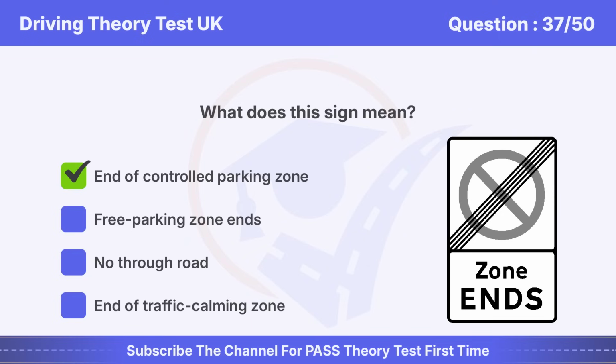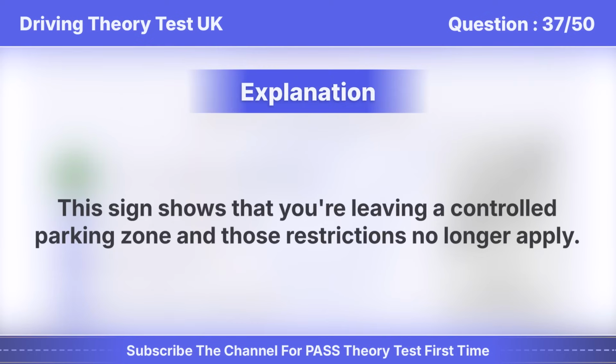Answer is A. End of controlled parking zone. This sign shows that you're leaving a controlled parking zone and those restrictions no longer apply.